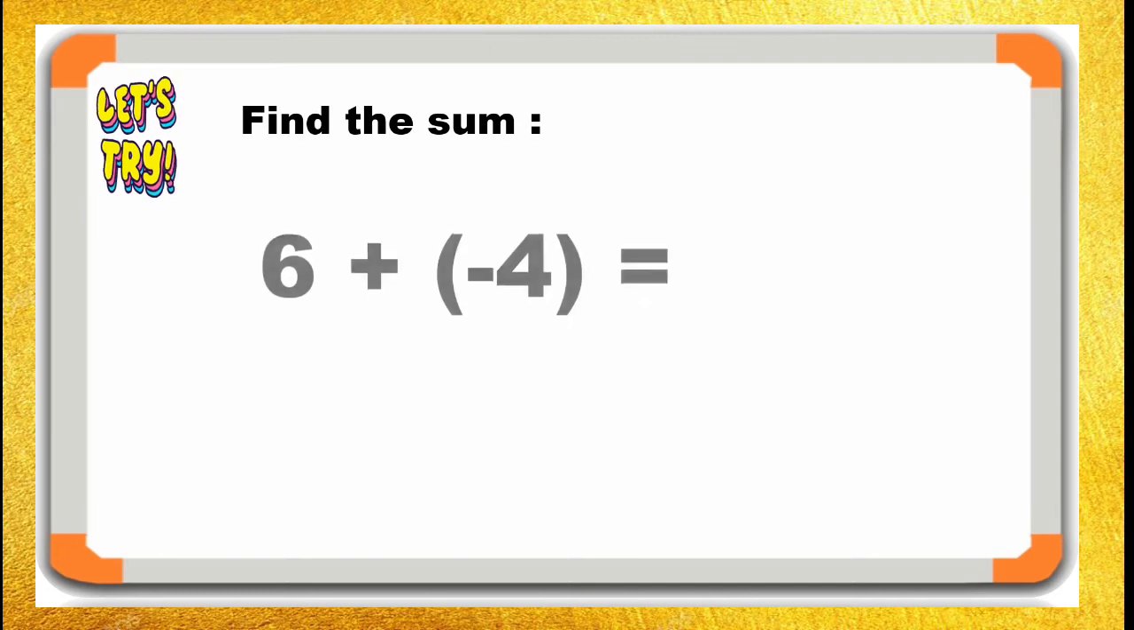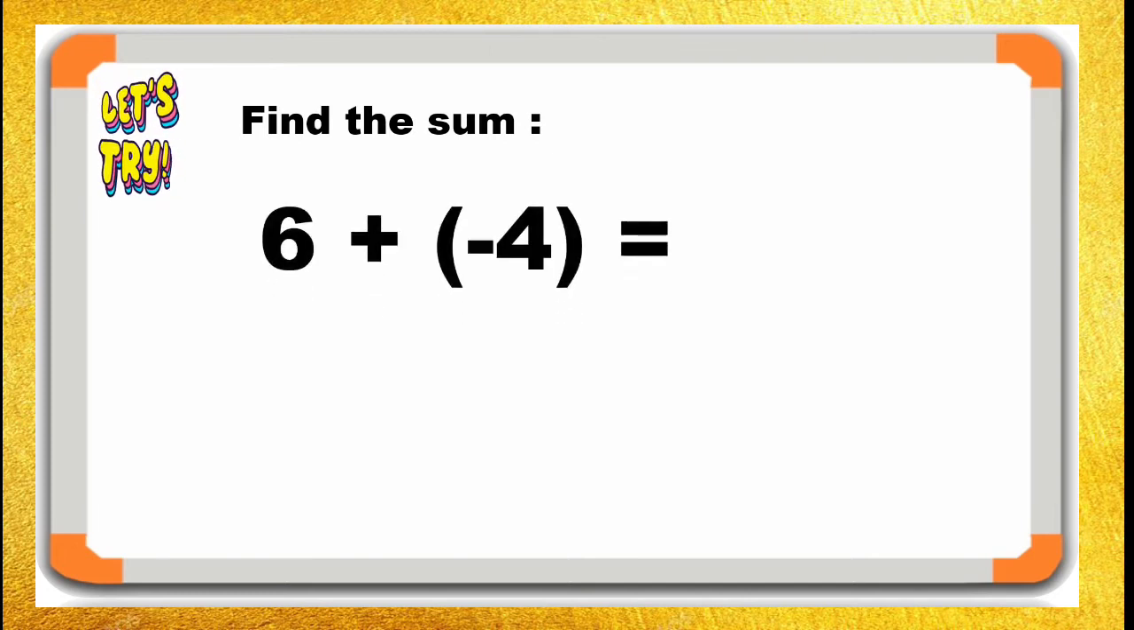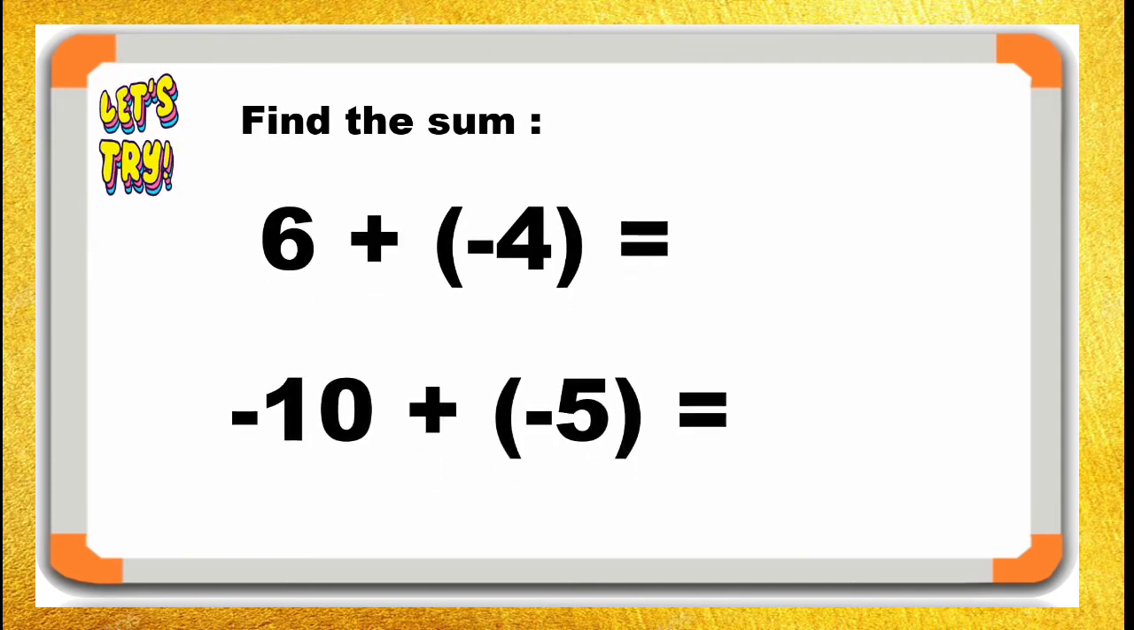Let's try this. Find the sum. 6 plus negative 4 and negative 10 plus negative 5. I will give you a minute to answer. Go. Okay, stop. Your answer is 6 plus negative 4 equals positive 2. Negative 10 plus negative 5, your answer is negative 15.